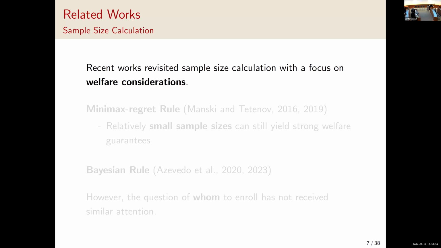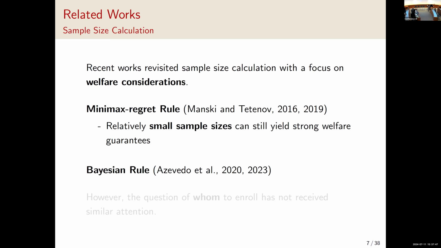However, recently there have been some works that revisited the sample size calculation problem, but with a different focus on welfare considerations. There is this Minimax-Regret rule developed by Manski and Tetenov in a thread of works, showing that even relatively small sample sizes can still yield very strong welfare guarantees as compared to the sample size required in a power-based calculation.